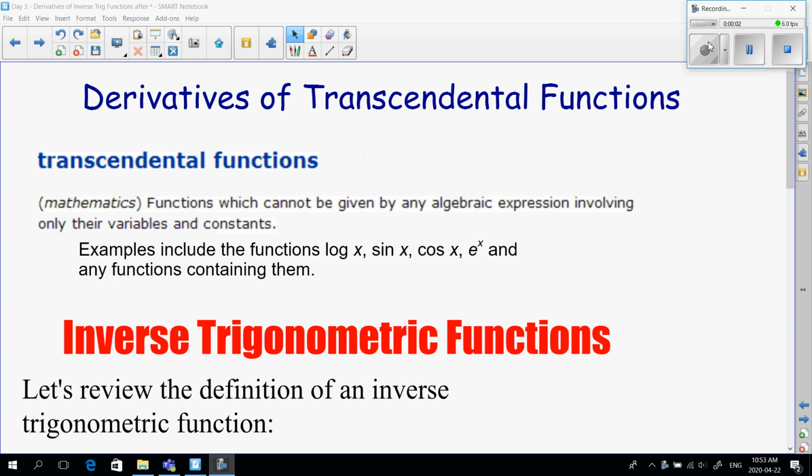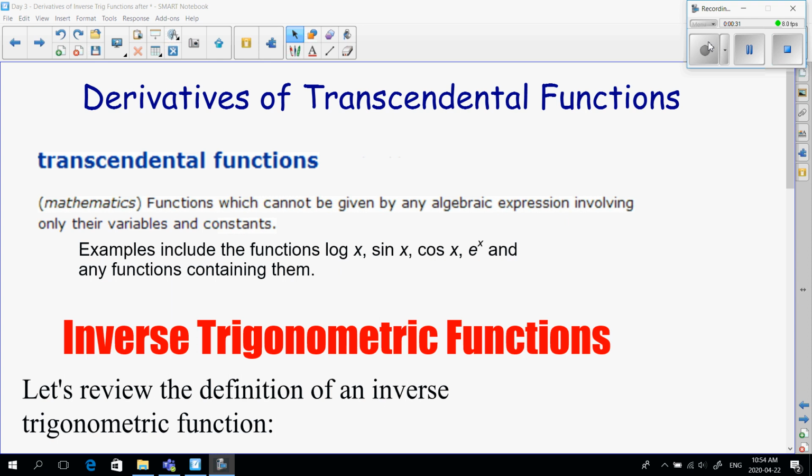In today's video, we're going to focus on derivatives of inverse trigonometric functions. So inverse sine, inverse cosine, inverse tan, inverse secant, inverse cosecant, and inverse cotangent. They belong to a group of functions we call transcendental functions. Transcendental functions are functions which cannot be given by any algebraic expression involving only their variables and constants.